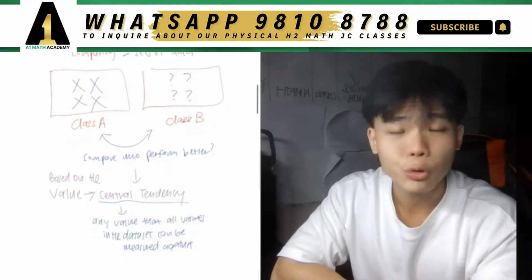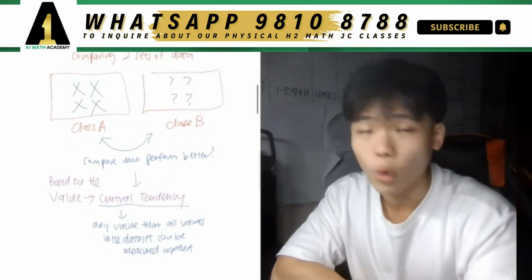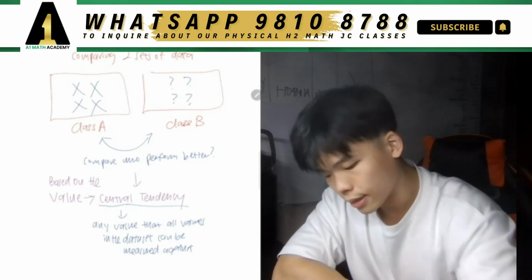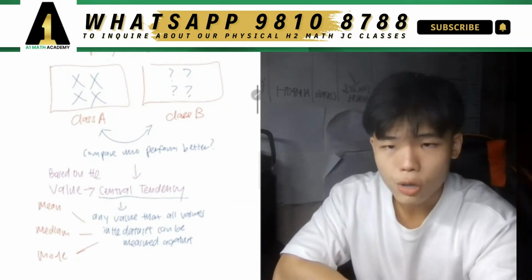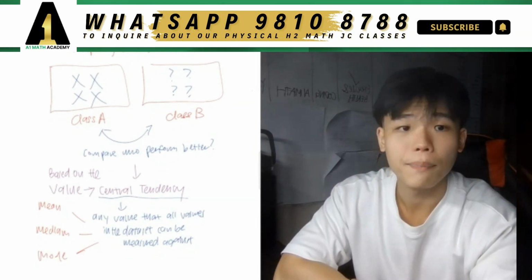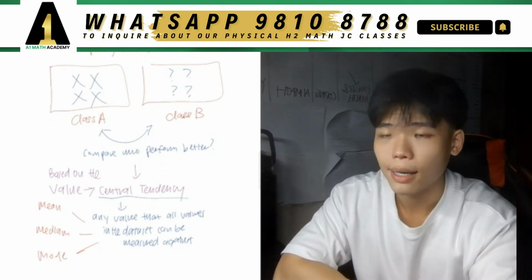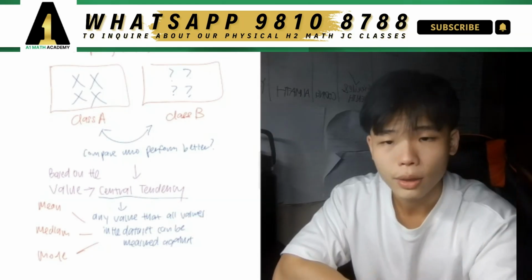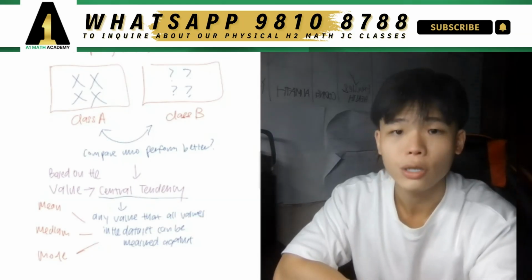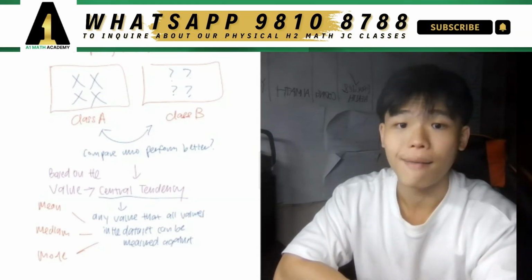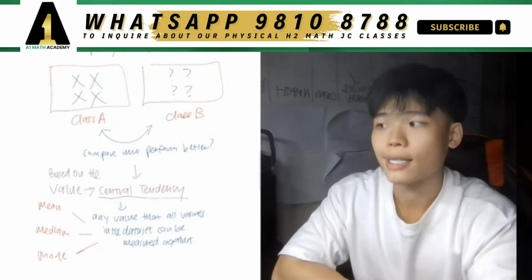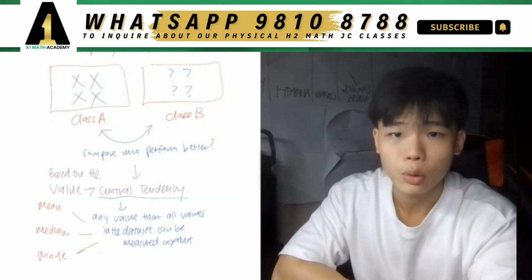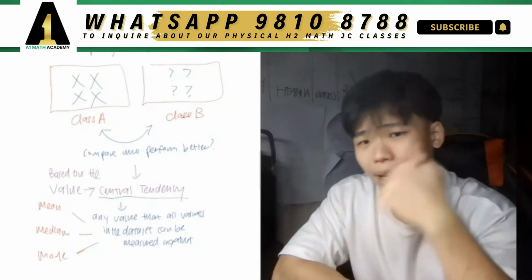And what are the three different central tendencies that you already know from secondary school? There are three: the mean, median, and mode. Mean is the average, median is literally the middle data, and mode is the data that has the highest frequency. These three values are all central tendency measures because they are values that all the values in each data set can be measured against. And these three give us the platform to compare between these two classes. I could compare the mean, the median, or the mode.